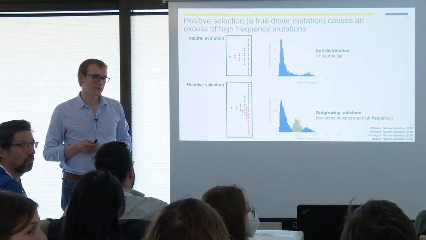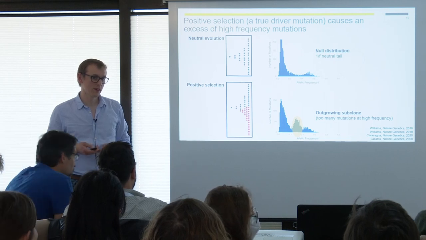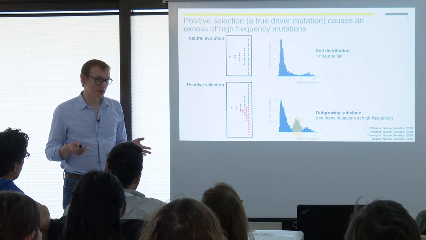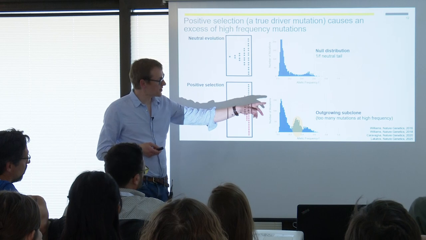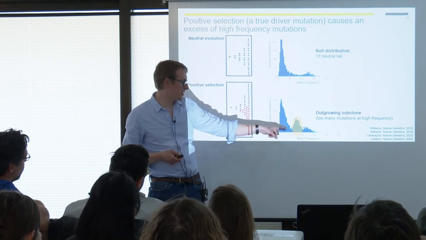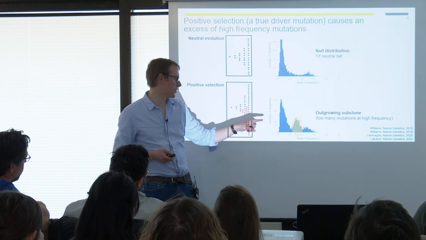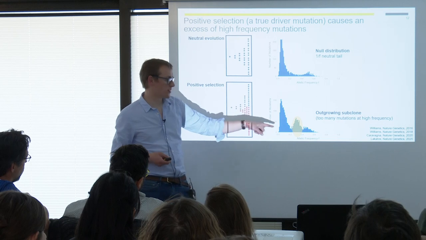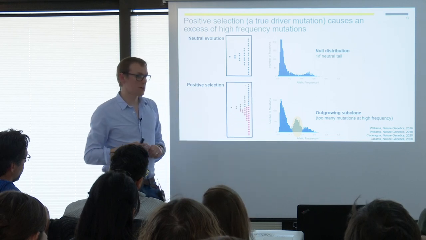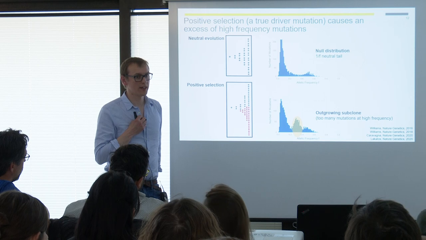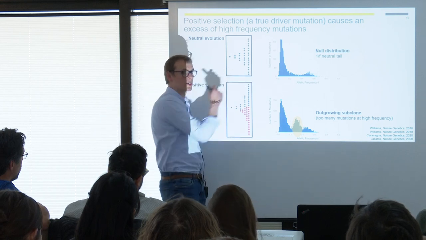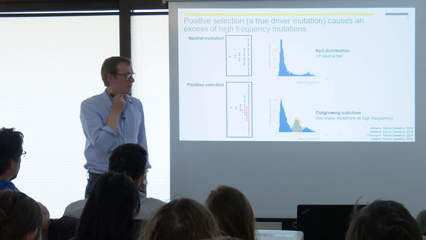Process might be affected by this without having a driver mutation. Yeah, that's a great point. So I've glossed over the details, obviously, but this tail, which I didn't mention, but you can see is also present in the selection case, because these are the neutrally evolving mutations within the selected subclone plus the rest of the tumour. So the tail is always there. The gradient of that tail is proportional to the mutation rate. So in the case that you're talking about, that you have APOBEC or some other mutational process that changes the mutation rate, you can see it in the data because it causes the tail to bend. Yeah. But it's a good point, thanks.